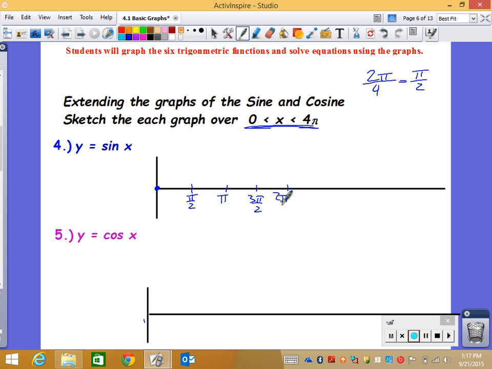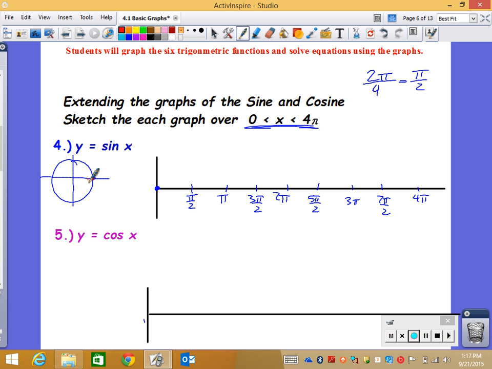pi. And then again, after that, I'm going to do 4 more. Remember, I have to do 2 periods. Right now I have incremented out 1 period. So another pi over 2 gives me 5 pi over 2. And then I'm going to have 3 pi, 7 pi over 2, and then 4 pi. Notice, if we were to equate this back to the unit circle, well, 0 is just where we start.